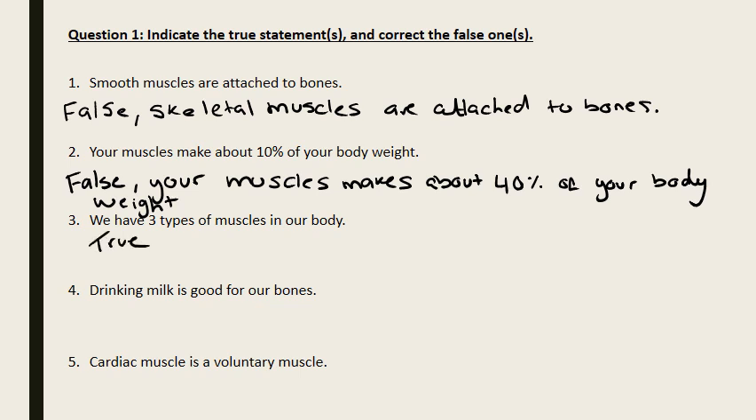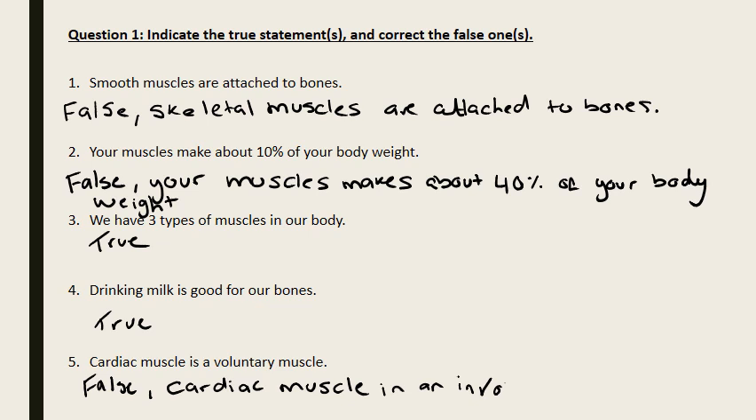Drinking milk is good for your bones. This is true. Cardiac muscle is a voluntary muscle. This is false. It is an involuntary muscle because we can't control it. Cardiac muscle is an involuntary muscle.